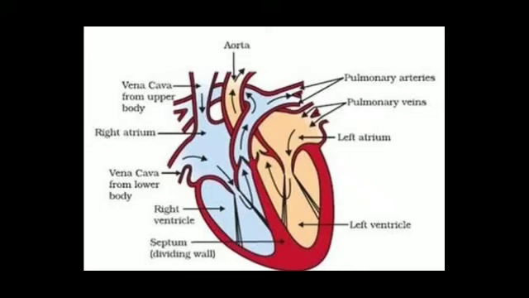In this video, you will understand how the heart functions. The heart pumps the blood and produces heartbeat. Completion of one heartbeat is called the cardiac cycle. It involves rhythmic contraction and relaxation of heart muscles.